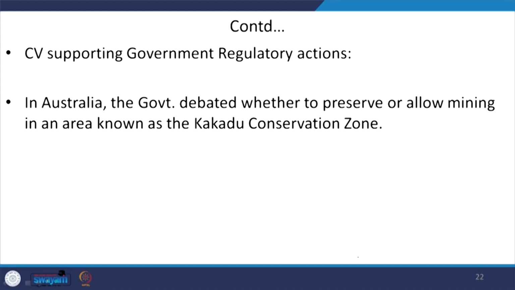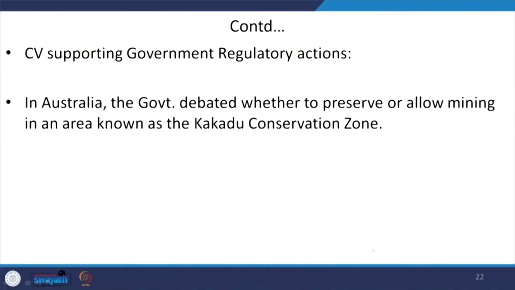air quality. Another example can be in terms of supporting government regulatory actions. So, the CV can also be applicable in this context. For example, in Australia, the government debated whether to preserve or allow mining in a particular area, known as the Cooperative Conservation Zone. So, it would be a public policy action, whether this particular conservation zone needs to be preserved or allowed for mining.